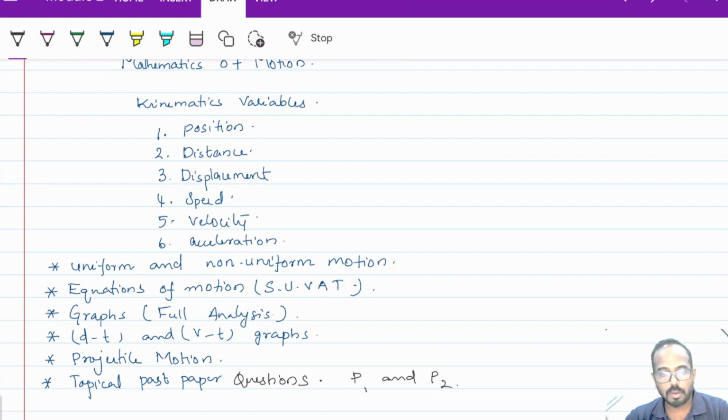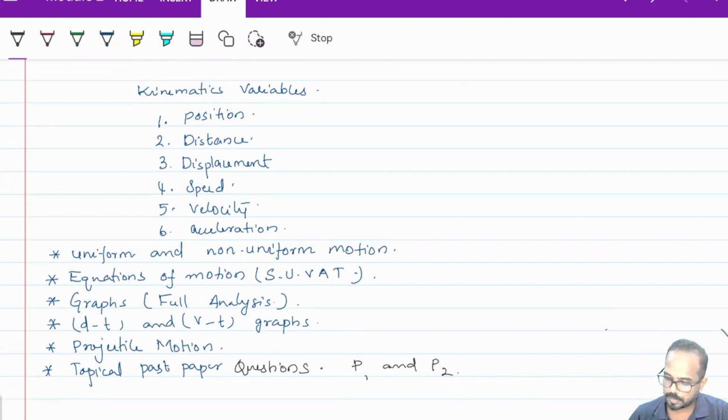Up to this point, we will learn only one-dimensional motion. That motion will be in a straight line. After that, we will learn two-dimensional motion, which is projectile motion. With that, we can finish the concept explanation classes and practice session. Then finally, we will have past paper practice P1 and P2. Then this module will be finished. Okay, clear? So first we will start with the first kinematic variable, which is position.